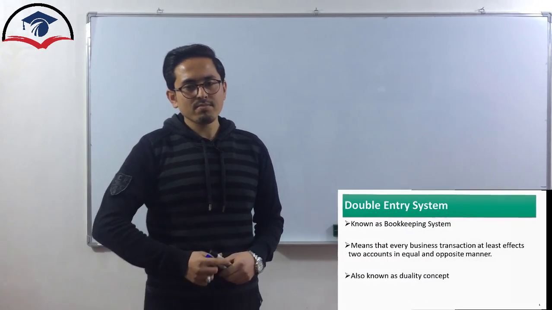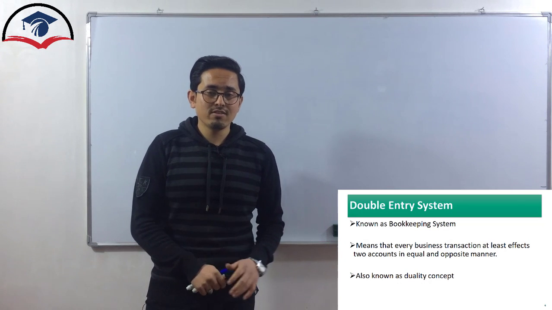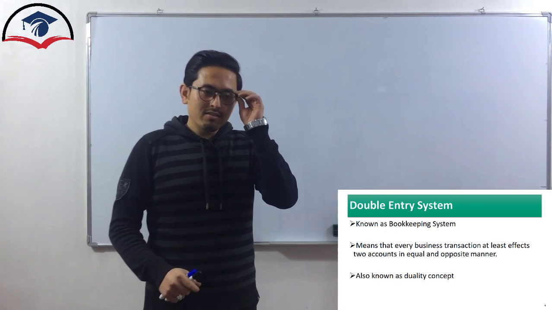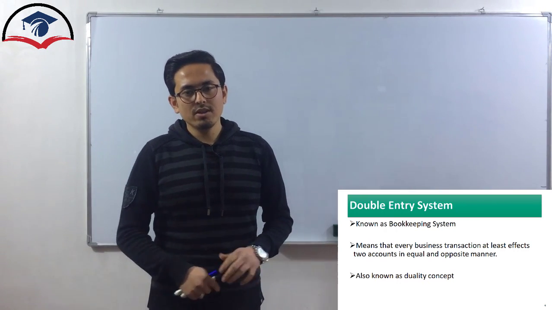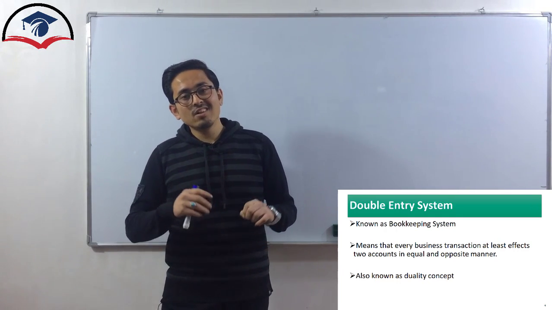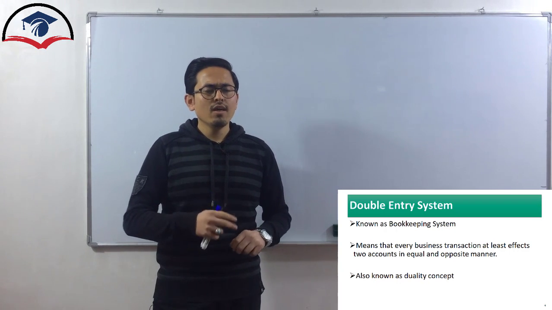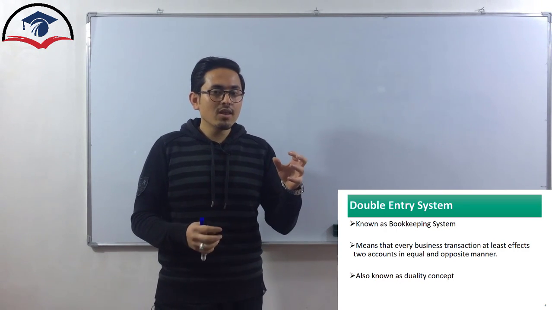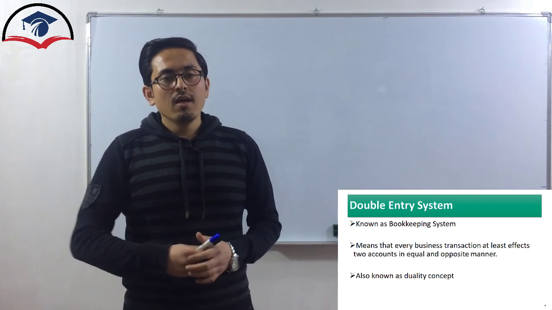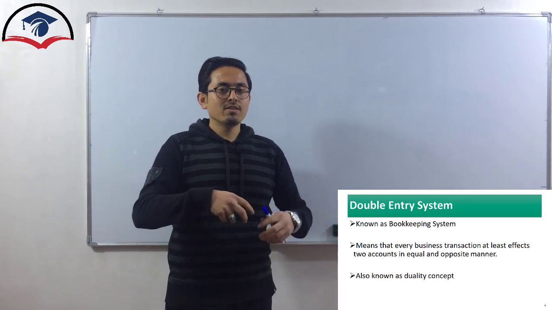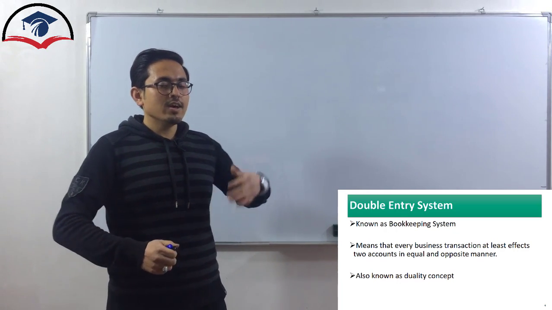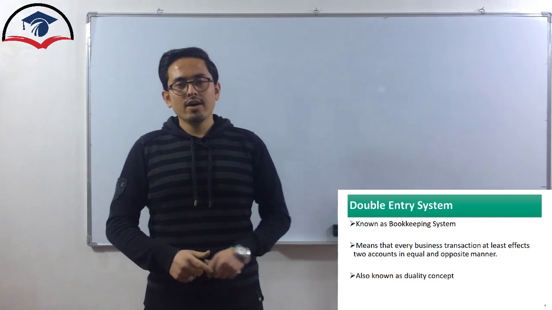Let's start our work. First of all, the double entry system. Another name given to it is the bookkeeping system, and sometimes it's called the duality concept. Double entry system means that every business transaction affects at least two accounts in an equal and opposite manner. I will come back to the possibility that it affects more than two accounts in the next part of our class.